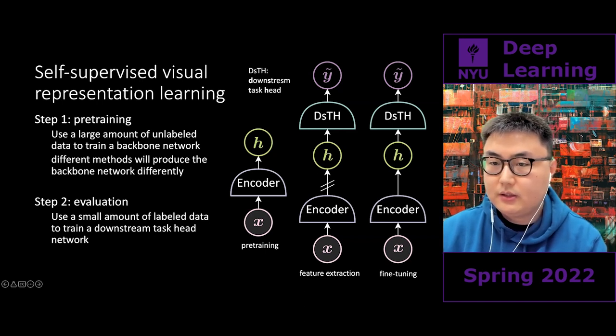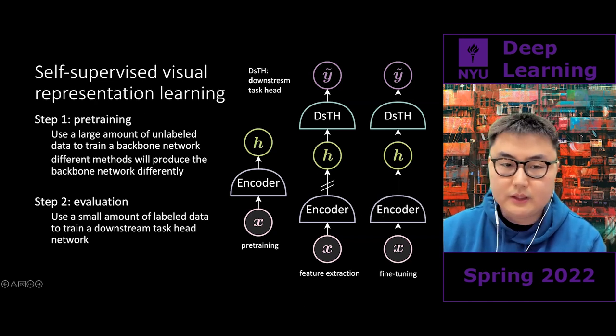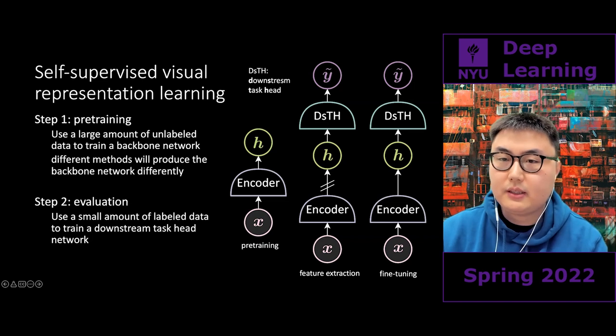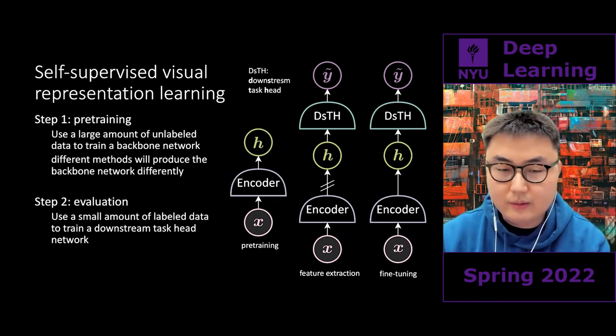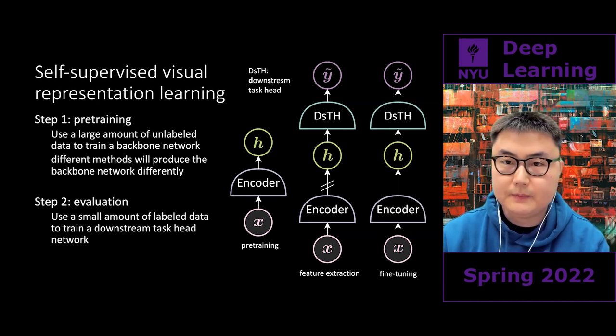Okay, so the only difference between feature extraction and fine-tuning is whether you cut the gradient. In fine-tuning you actually change the encoder, but for feature extraction you don't change the encoder. So that's the difference. So for all the different methods, it's only the pre-training step that is different. For the evaluation step, there are some standard ways you can evaluate, so as to make it a fair comparison between different methods.